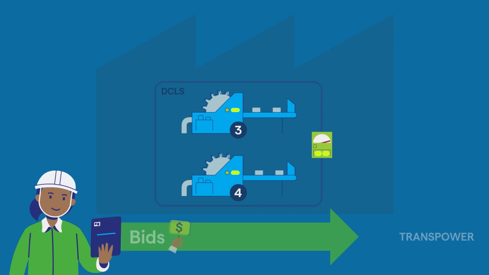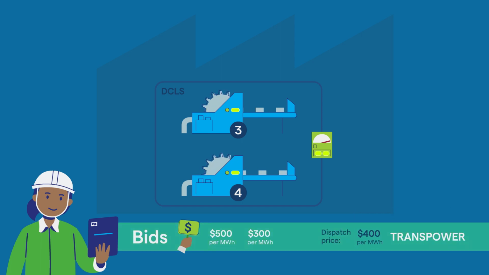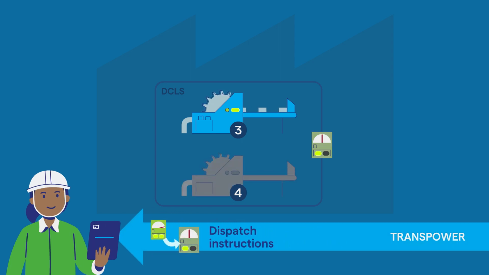In this example trading period, Sarah is willing to pay $500 per megawatt hour for machine 3, but only $300 per megawatt hour for machine 4. The dispatch price is calculated at $400 per megawatt hour, which is above what Sarah was willing to pay for machine 4's load. Therefore, she receives the dispatch instruction to reduce her load by turning off machine 4.